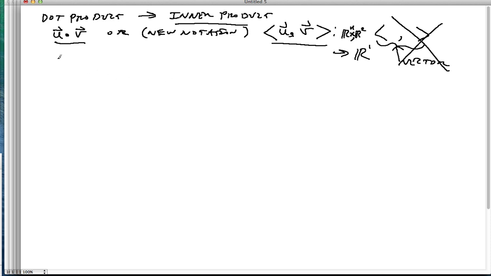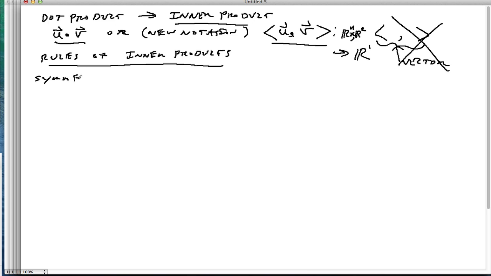First of all, some rules of inner products. The first rule will be one of symmetry. We need to have the vector u and the vector v. The inner product has to be symmetric. It doesn't matter which order you put the inputs in; they're both going to be equal to the same thing.